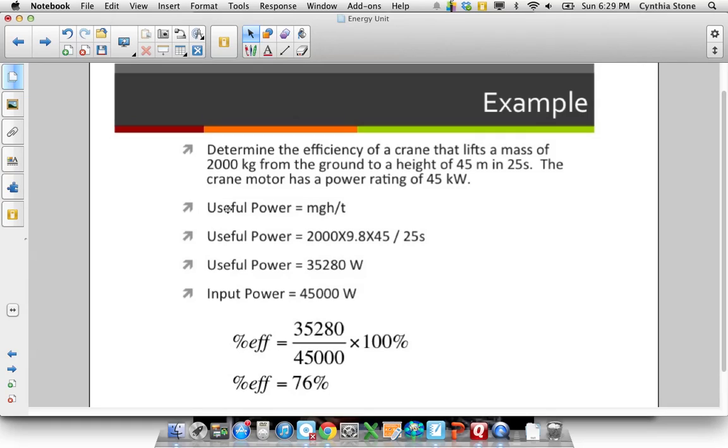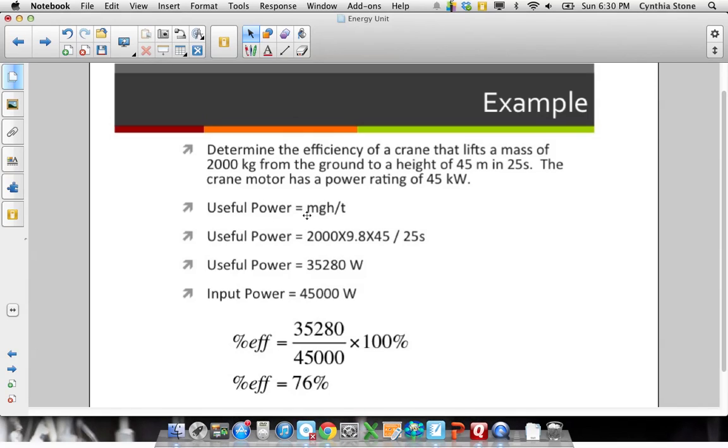So the useful power for a crane or for anything else is the job it's intended to do. And a crane is intended to lift something. By lift something, I'm saying that's MGH. That's the work. And then to get the power part, you just divide it by time. So that's really what I'm doing in this equation right here.